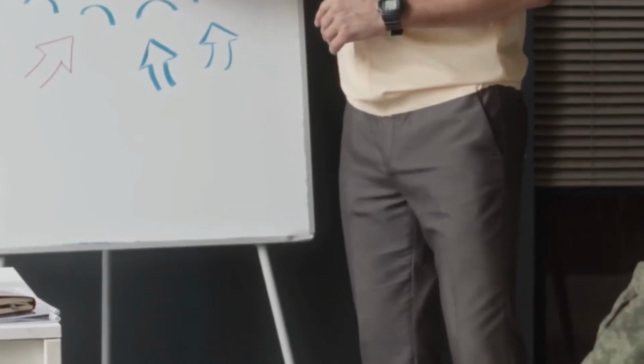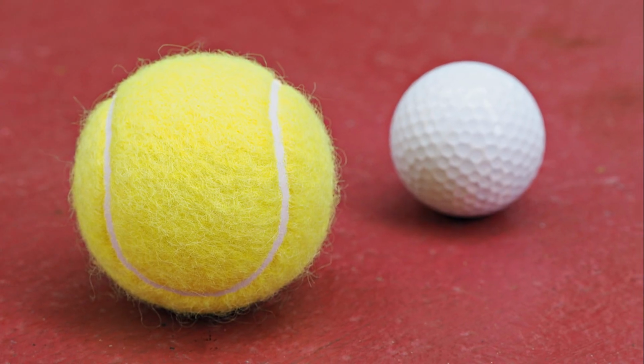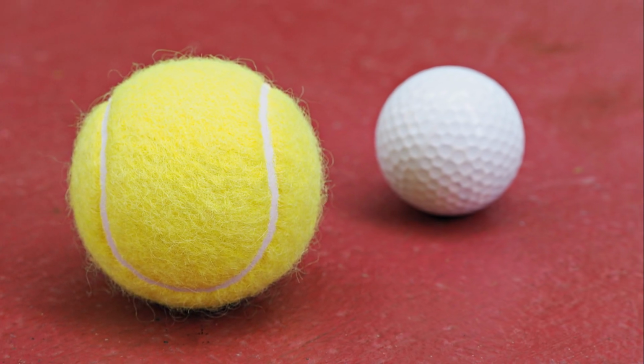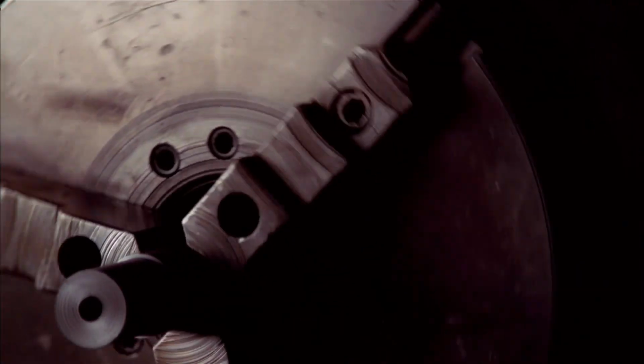Inertia is a fancy word for an object's resistance to change in motion. Think about it. A heavy bowling ball is harder to move than a light tennis ball, right? That's inertia in action. Moment of inertia is similar, but instead of just moving in a straight line, we're talking about an object's resistance to rotating.